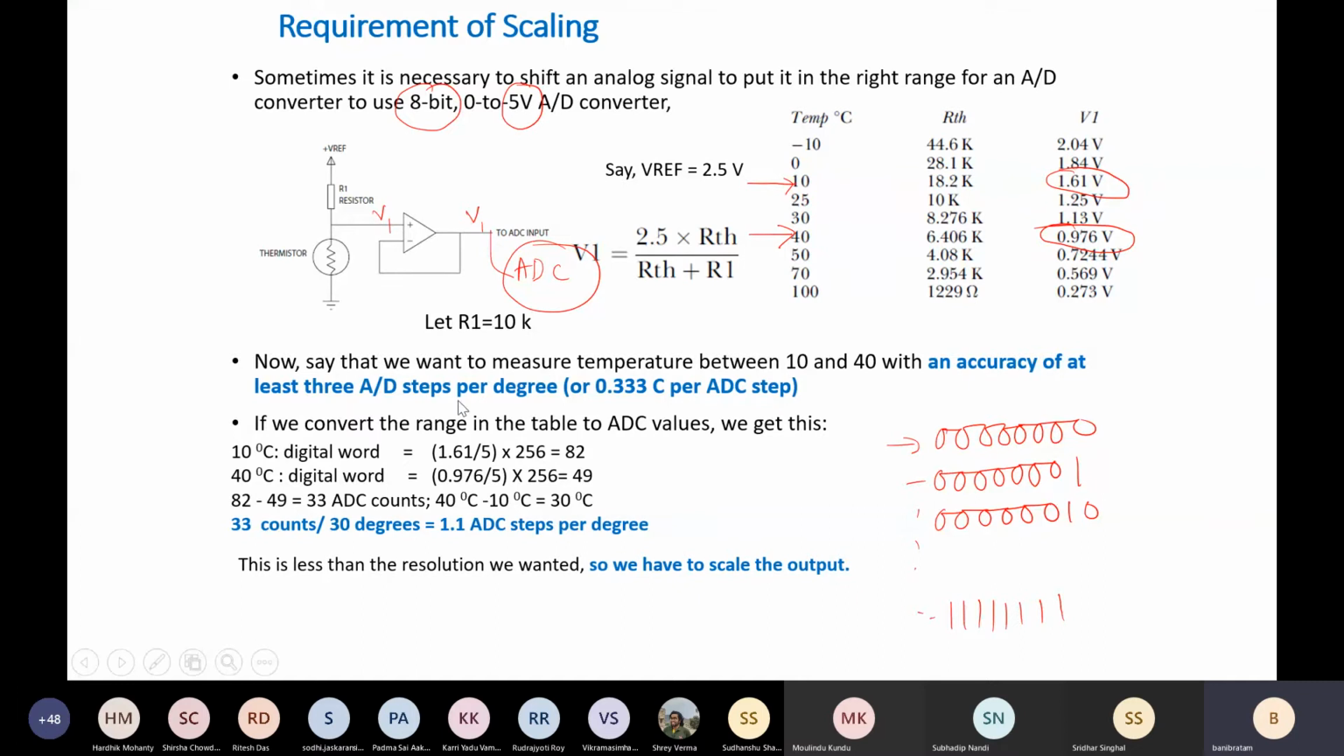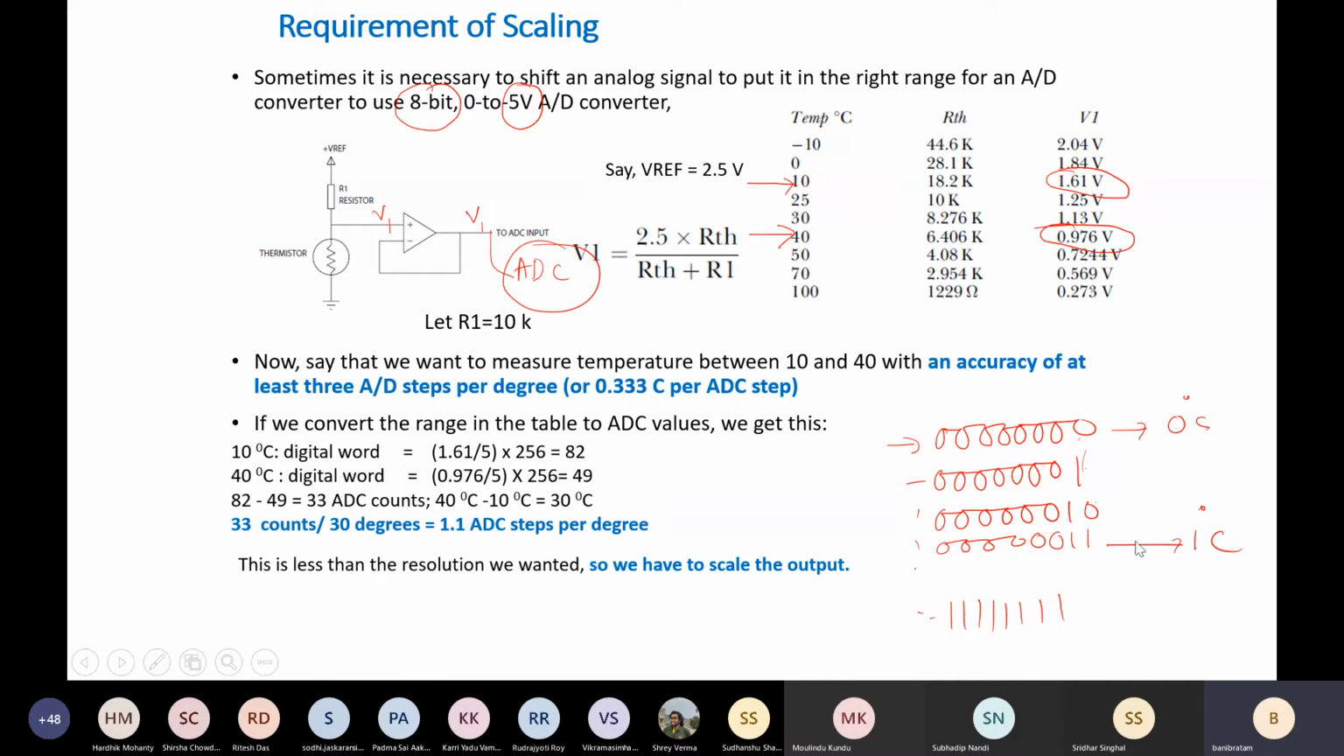Okay. So what is our requirement? I want each degree centigrade to correspond to 3 ADC steps. That means from here to here is one step, here to here is another step, and then the next value. Suppose this corresponds to 0 degree centigrade, then 1, 2, 3 should correspond to 1 degree centigrade, so that 1 degree centigrade corresponds to 3 ADC steps or 3 ADC levels.